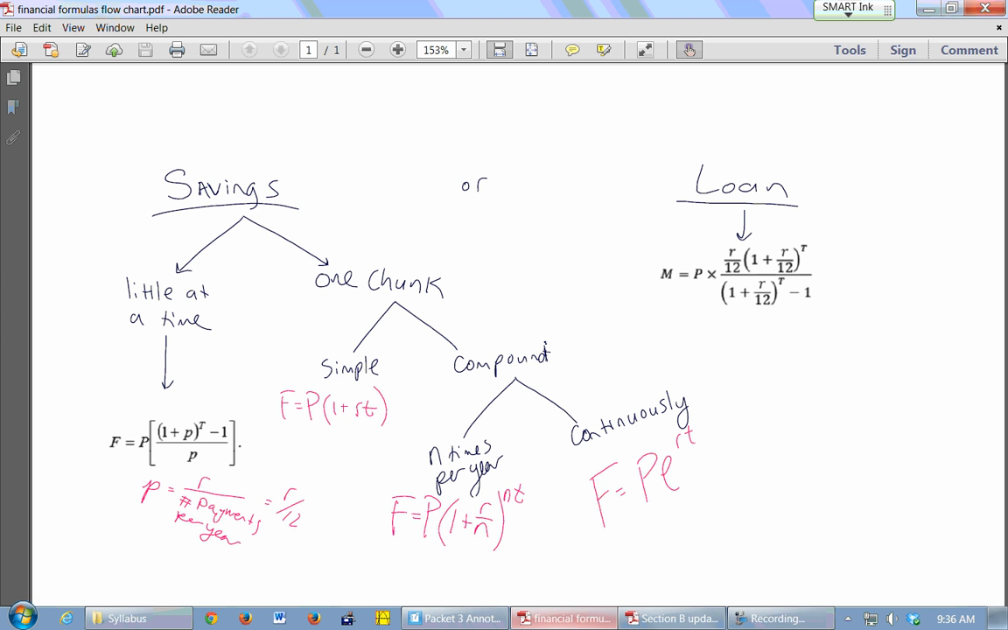If you're saving a little bit at a time, like you're making regular deposits into a bank account, this is the formula. If you're saving one chunk of money, you have two options, simple or compound interest. So you look for those keywords, simple or compound, right? And if it's simple interest, you use this formula, F equals P times 1 plus RT. And if it's compound interest, you have a choice of two more formulas. One if you're compounding n times per year, and another one if you're compounding continuously.